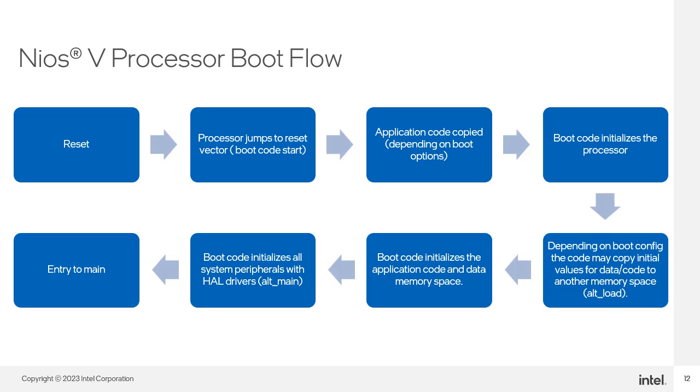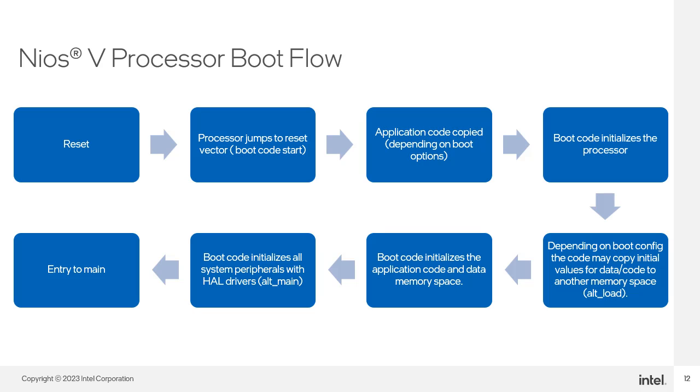This is the flow described for Nios V processors booting. Starting from reset, the processor jumps to the vector specified as the boot code start. Then the application code is copied depending on the boot options. The boot code initializes the processor.